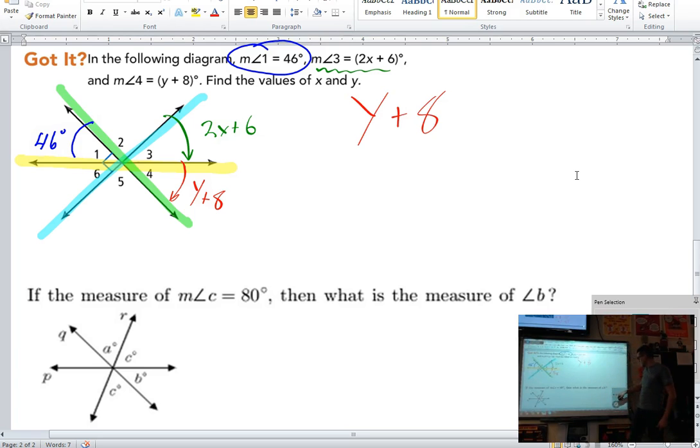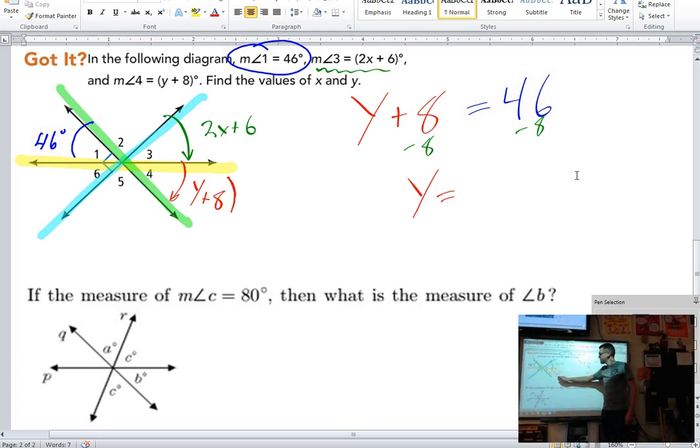So y plus 8 is going to equal my 46. And then Ella, go ahead and figure out my y for me. What do we do? Subtract 8. And that will give me that y, not angle. This is part of your angle. This on its own already has degrees, so your y does not need degrees. This is going to be 38.